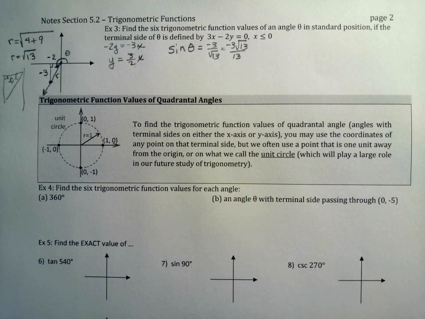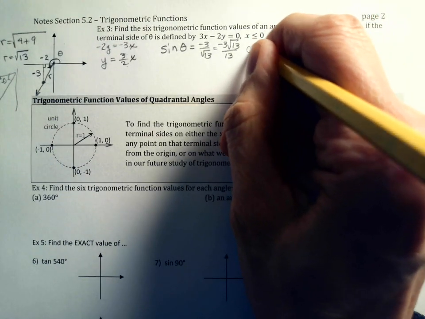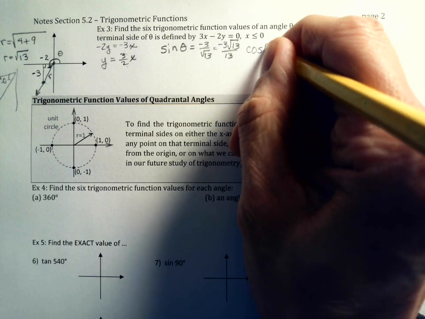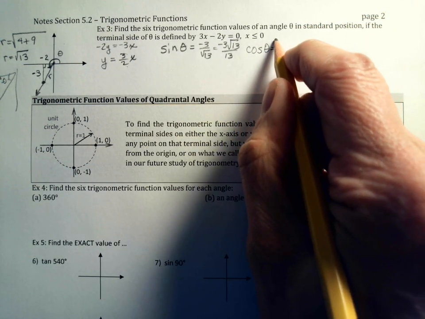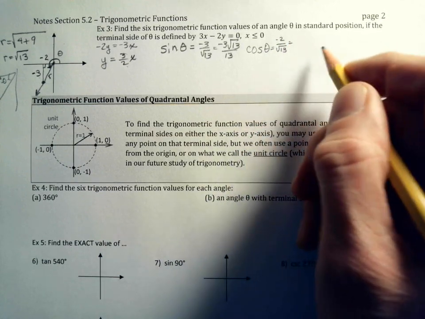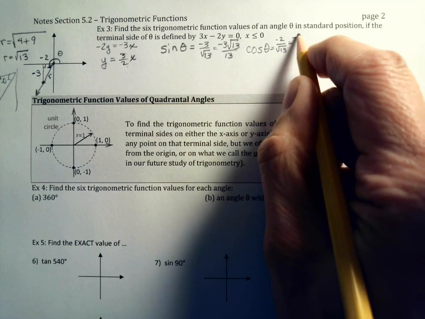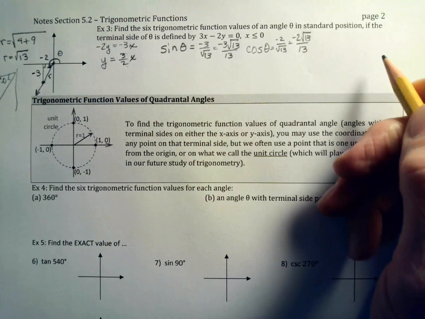Okay. Write small because there's not a whole lot of space here. So cosine of theta. All right, that's going to be the x over the r. So negative 2 over the square root of 13. But of course, I'm going to multiply top and bottom by square root of 13. So negative 2 square root of 13 over 13.